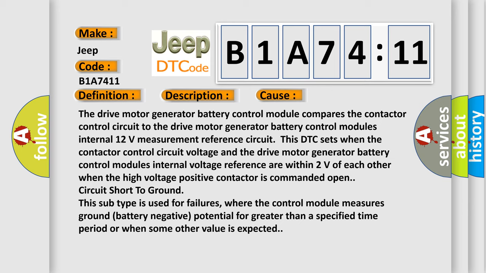When the high voltage positive contactor is commanded open circuit short to ground, this subtype is used for failures where the control module measures ground battery negative potential for greater than a specified time period or when some other value is expected.